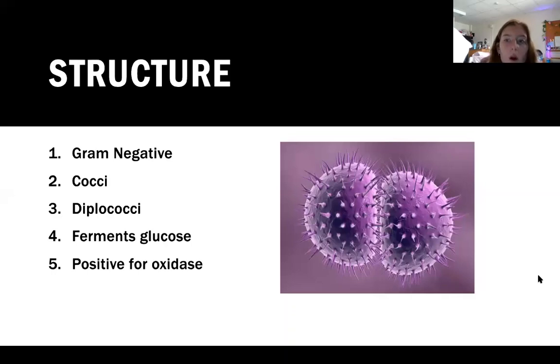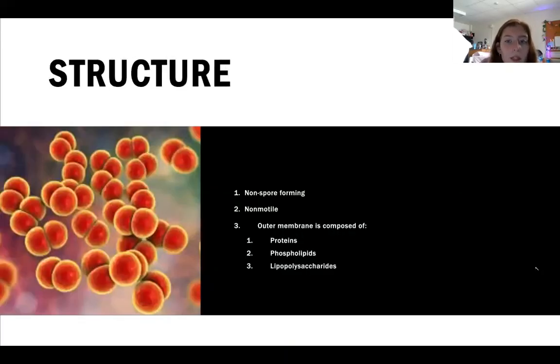Okay, so the structure of our organism, Neisseria gonorrhoeae, is a gram-negative microorganism that is part of the cocci group and is arranged in the diplococcus formation. So that's 2 cells. Neisseria gonorrhoeae ferments glucose and is positive for the oxidase test. Neisseria gonorrhoeae is a non-spore-forming microorganism. It is non-motile, and the outer membrane is composed of proteins, phospholipids, and lipopolysaccharides.